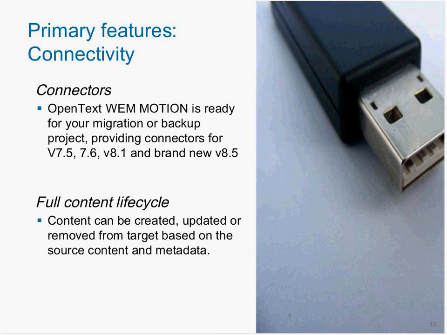The next set of features is related to connectivity. Web motion provides connectors to all major web versions, 7.6, 8.0.5, 8.0.6, 8.1, and the new 8.5. In addition, connectors are implemented so content can not only be newly created on the target instance, but can also be updated or removed based on the source content and metadata.